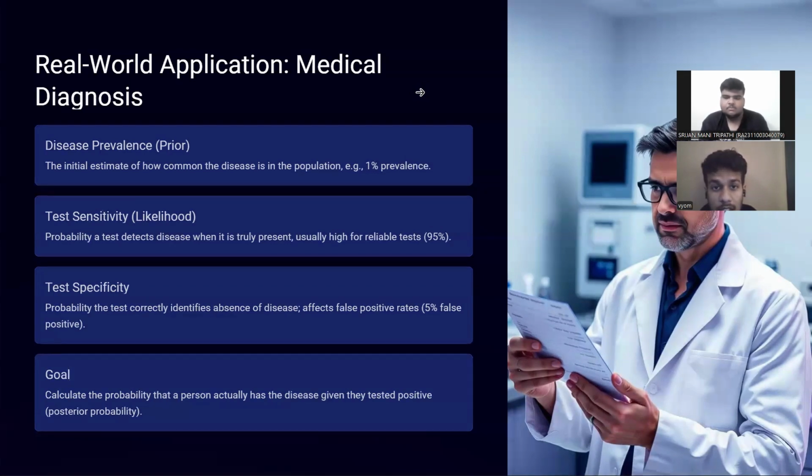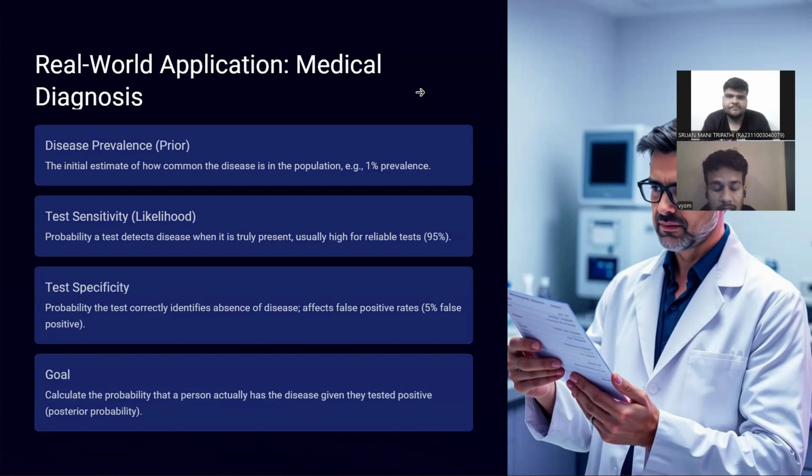In disease prevalence, the Bayes' theorem helps us to find the initial estimate of how common the disease is in the population. For example, we'll get 1% prevalence for some disease that will tell us more about the disease. The numbers may vary based on the disease and the population. Then, secondly, we have test sensitivity.